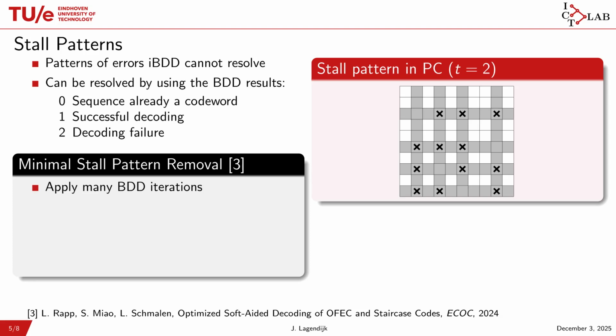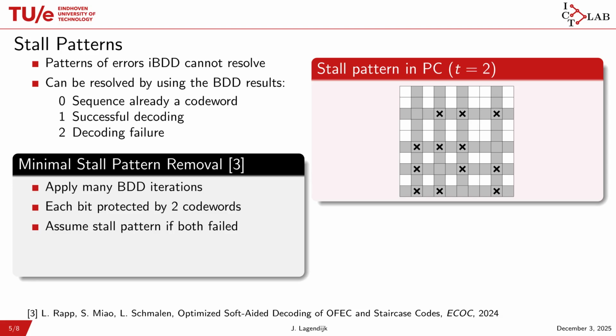So let's first start with a simple case, the algorithm proposed in reference 3. Here what we're going to do, first we're going to do the BDD iterations. Now all errors that aren't part of a stall pattern have been removed. Right? This is just a standard decoding procedure. Then, each bit is protected by 2 code words, right? By a row and a column. We're going to assume a stall pattern if both the row and the column associated to a certain bit have failed to decode. We're going to flip all bits where both the row and the column have failed. We're going to assume every bit here is part of a stall pattern, and we're going to flip those bits.